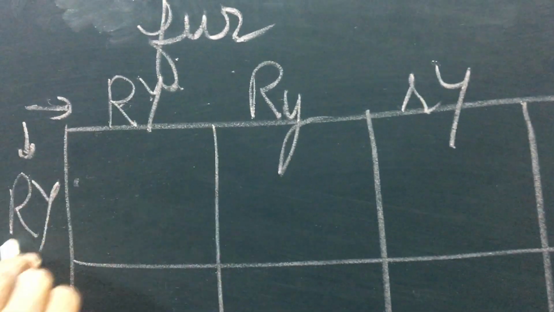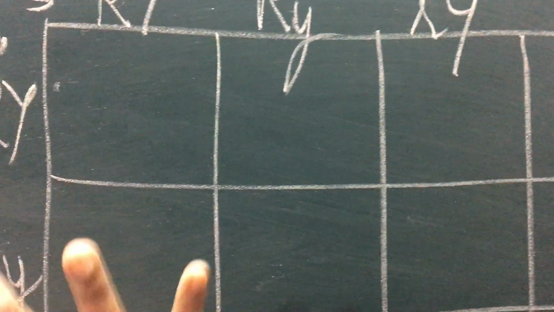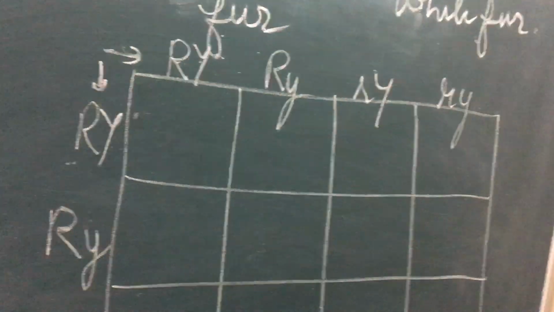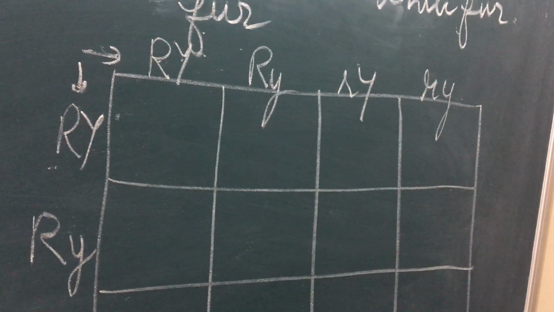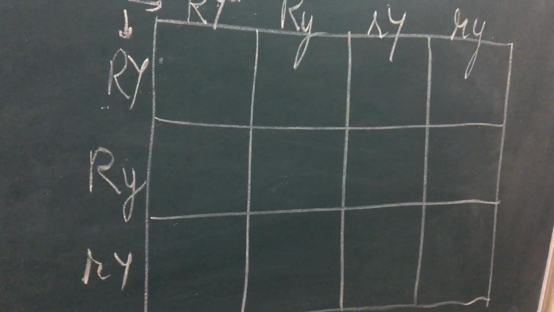So when the crossing is done among themselves, we present it in a tabular form. This tabular form is known as the Punnett square. And the definition I have already given to you, and you can learn that definition.